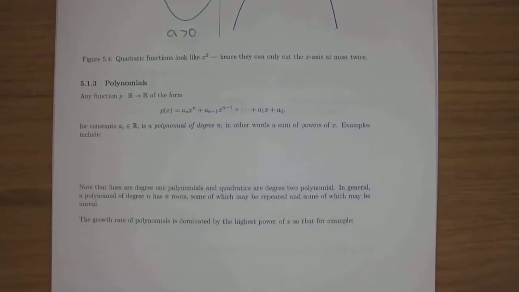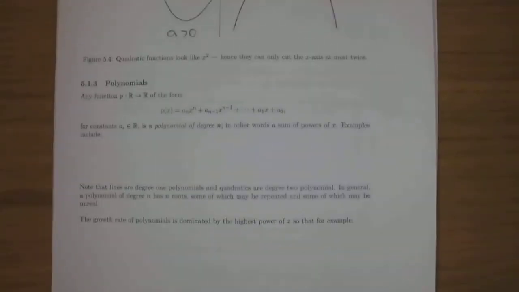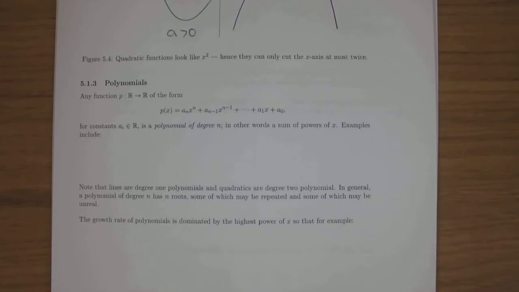Now you can push this a bit further. What about if you don't have just x squared? What about if you have x cubed or x4 or up to x to the 10, whatever you want? So these are called polynomials. So I'll write down some examples of polynomials.